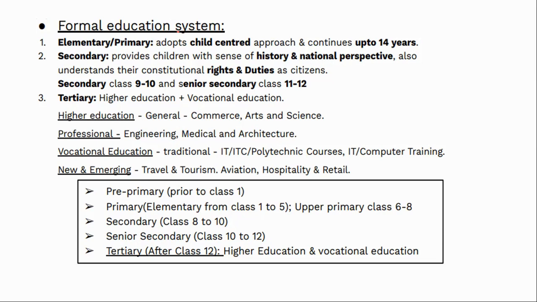When we talk about tertiary education, it is a combination of higher education and vocational education. When we say higher education, in general it is commerce, arts, as well as science. Professional indicates engineering, medical, architecture. Vocational education is traditional education like ITI, or industrial training, or computer training. And new and emerging courses include tourism, travel, aviation industry, hospitality, and retail.